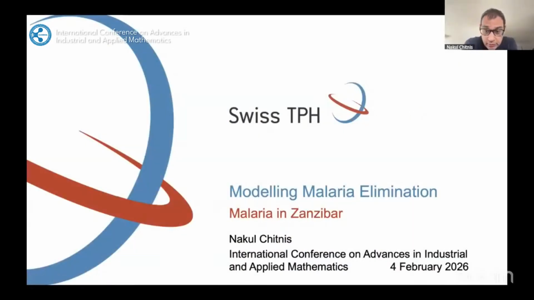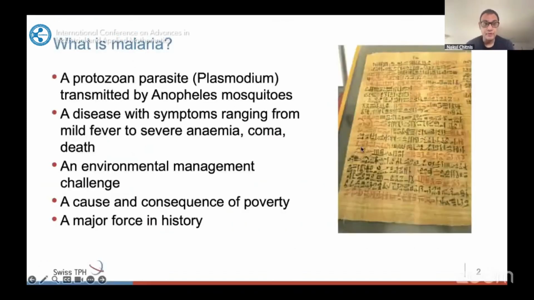So today we'll talk about modeling malaria elimination. You may have had some talks on malaria, but in case not, I'll give just a very brief introduction to malaria first, and then talk about the models we use, how we build them, and how we use them in the particular case of Zanzibar.